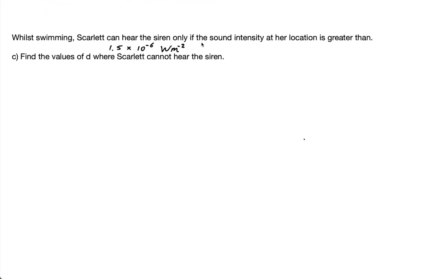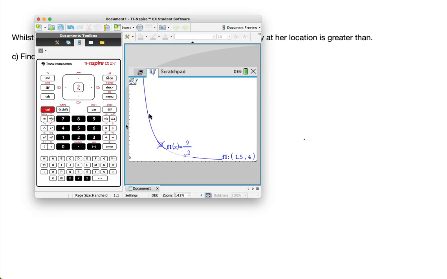Scarlett can hear the siren only if the sound intensity at her location is greater than 1.5 times 10 to the minus 6. So that's a tiny number. Find the values of d where Scarlett cannot hear the siren. Right, now normally, guys, I would say go to your graph and then find where this is below. Okay, let me go back here.